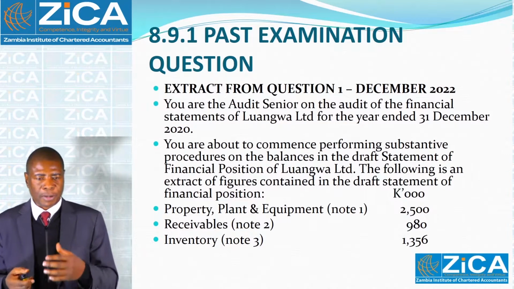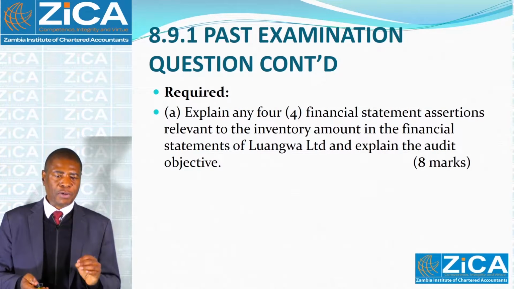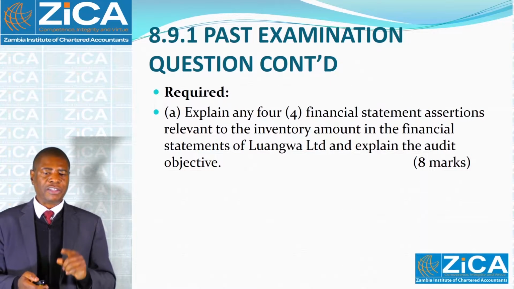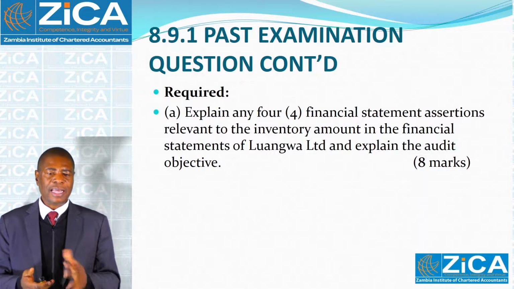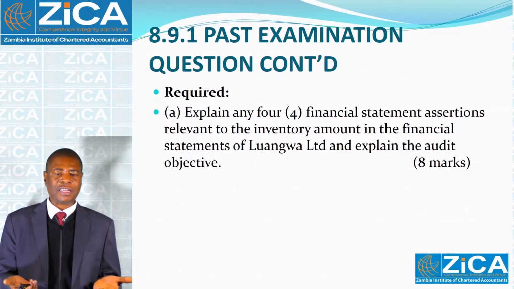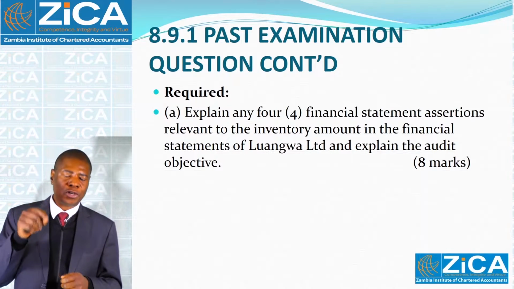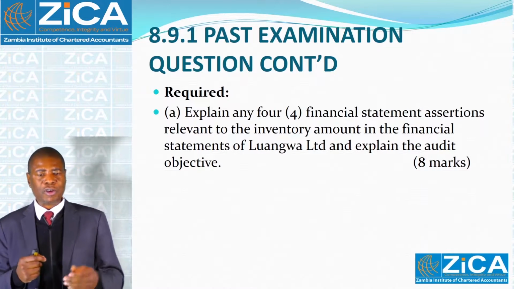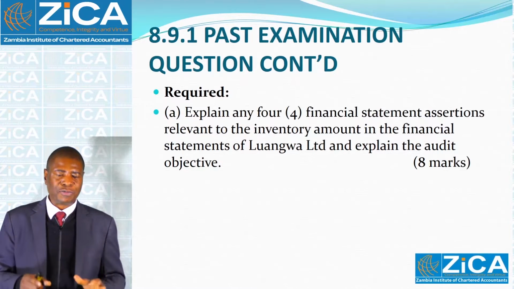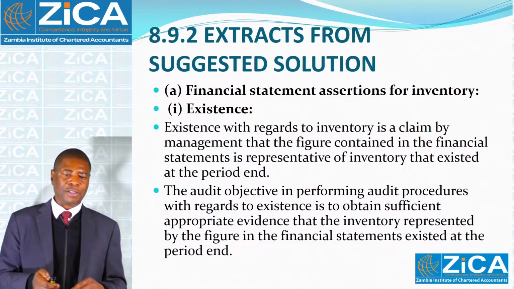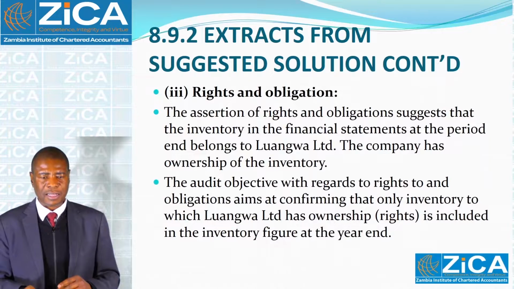So December 2022 exam, question 1, contained something about the procedures. The requirement was simply explain any 4 financial statement assertions relevant to inventory among the financial statement. So just explaining any 4, please. If you give less, again, it was 8 marks. But they went ahead and also required you to explain the audit objective. So again, a table, because there will be financial statement assertion. What is the objective? Okay? If you do a table, it's very easy for you to be able to capture this and get all the marks. So although the examiner did not do a table, but again, a table would have done the trick.